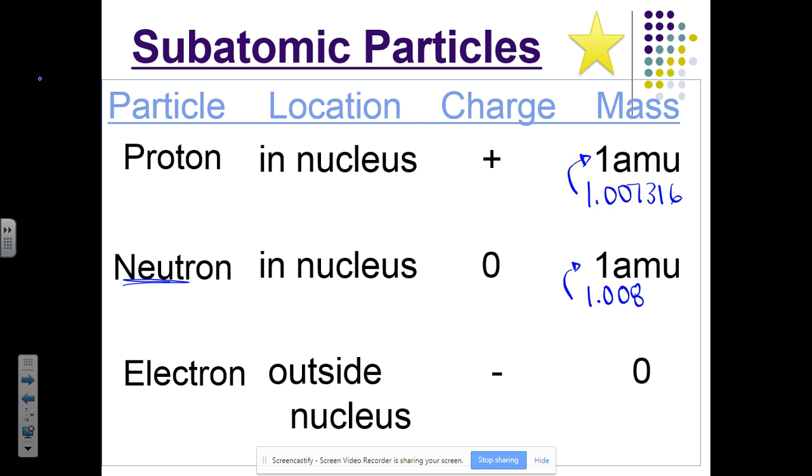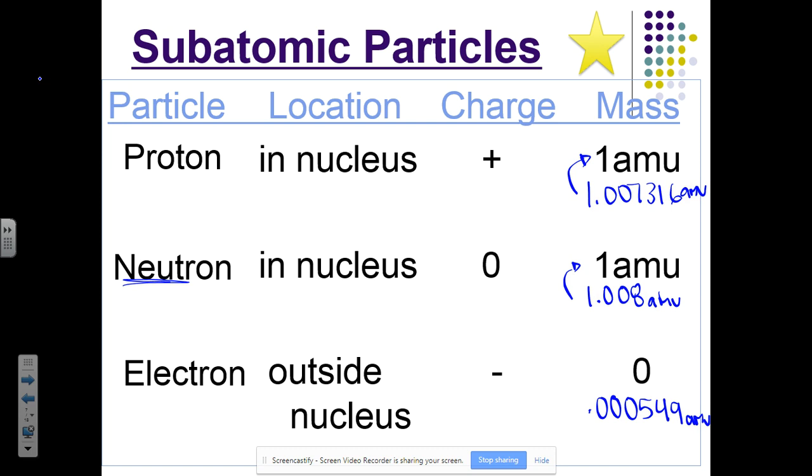and they have a negative charge, and the relative mass of an electron is 0. So it's not that an electron has no mass, it's just that it's so small that it doesn't really contribute to the mass of the atom. So if we were to write the mass in AMU, it's 0.000549. That's very, very small.